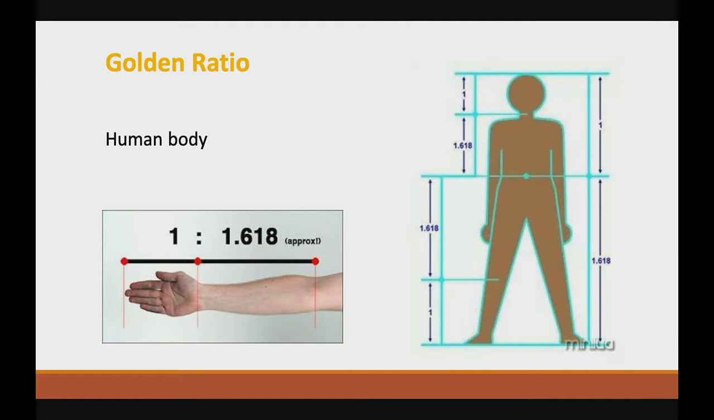Your full height, the golden ratio is your navel. From your navel to the head, the golden ratio is your neck. In your face, the golden ratio is your eyes. You find the perfect body is following the golden ratio.